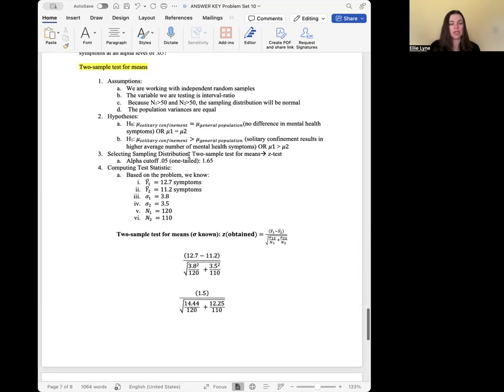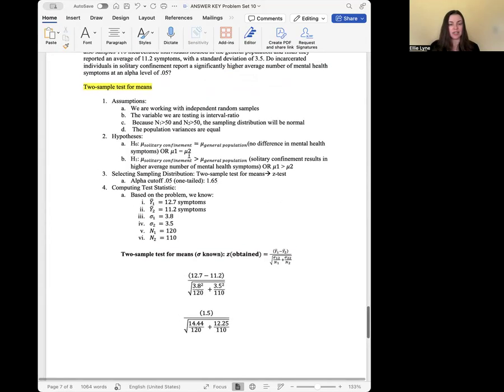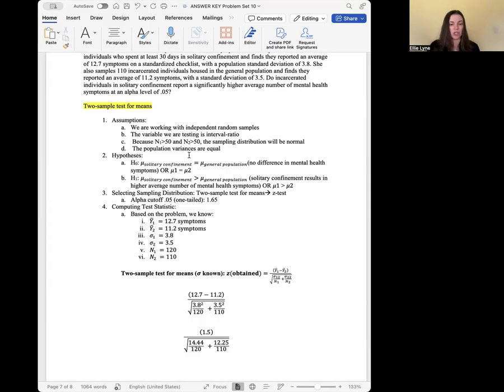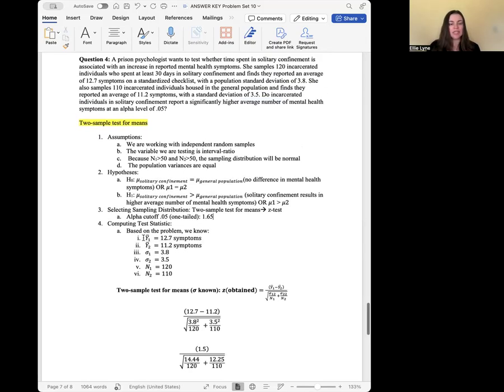All right, computing our test statistic here in step 4. This one's a little bit more involved, arguably the most complicated formula, I would say, in terms of computing our test statistics. So let's go ahead and pull out all the information that we know based on the problem. This is our sample mean for group number 1. Group number 1 is those in solitary confinement. They averaged 12.7 symptoms, so that's what I have here. Group number 2 are those that were in the general population. They experienced 11.2 symptoms. That's what we have here.